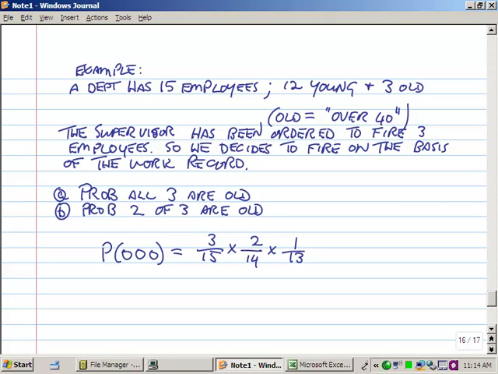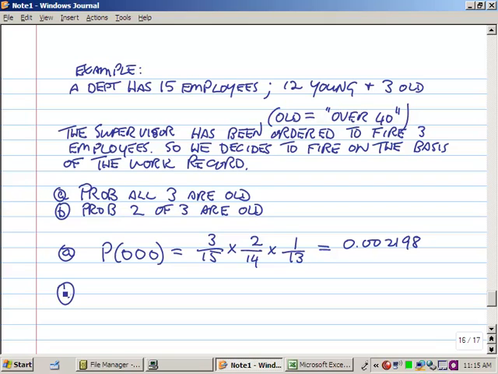And if you wish to calculate the answer for that, the answer is 0.002198. Very tiny probability. So the probability that the supervisor selected 3 old people at random, without regard to their age or anything related to their age, is so small that it's not going to happen very likely.